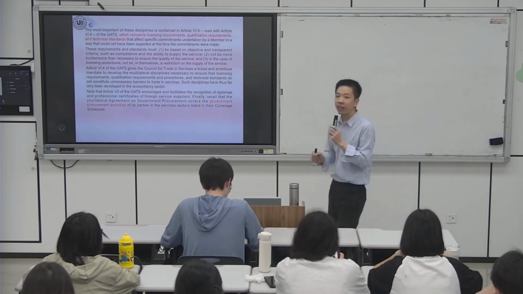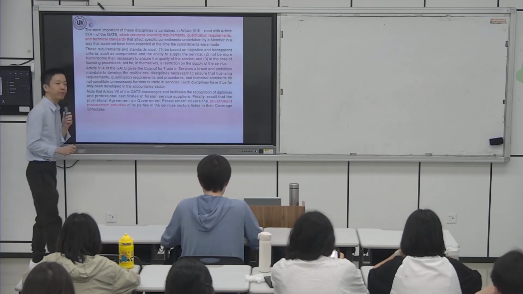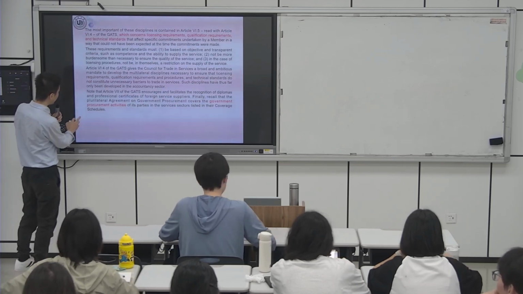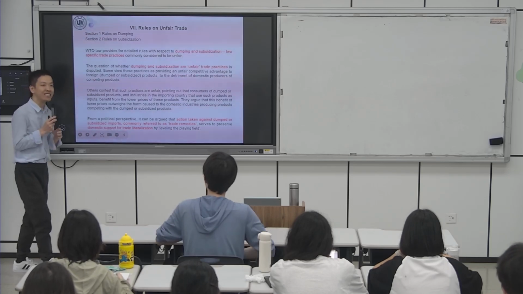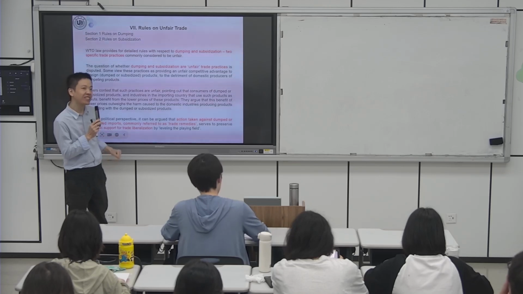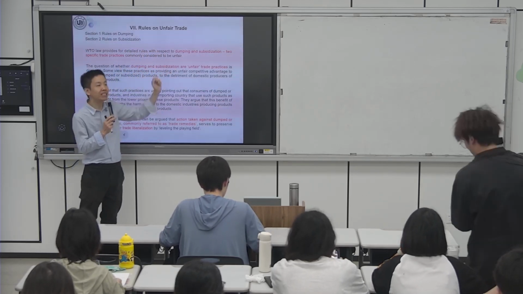Today, we're gonna talk about Chapter 7 of the WTO law. Chapter 7, as you can see, the title of Chapter 7 is Rules on Unfair Trade.